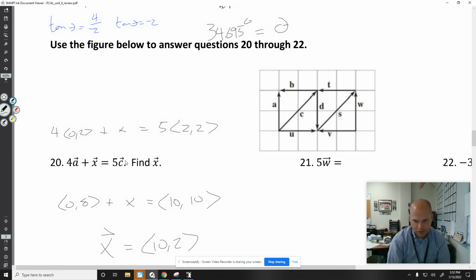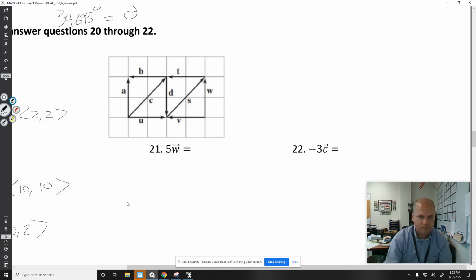Or, you know what you could have done? Like subtract 4a. So this minus 4 times that. It's the same thing. Whatever. W is, again, just like A, they're the same. W and A are equivalent. W is 0, 2. So multiply that by 5. Scalars, you just multiply each one. It's easy. Negative 3c. C, we just talked about, is 2, 2. So multiply by negative 3. Negative 6, negative 6.